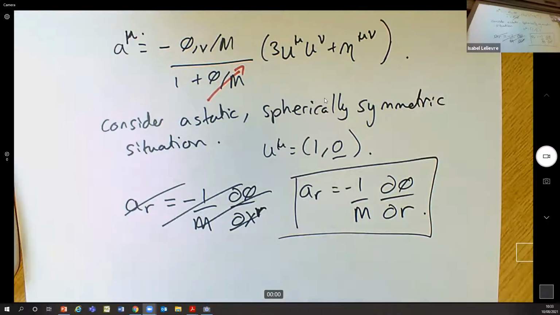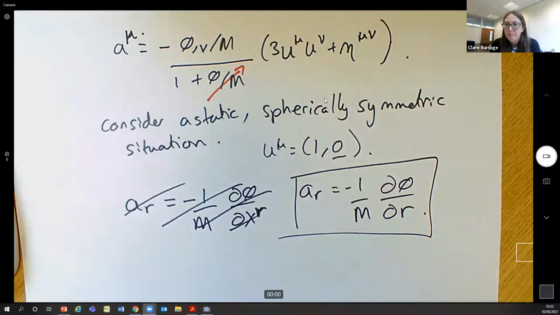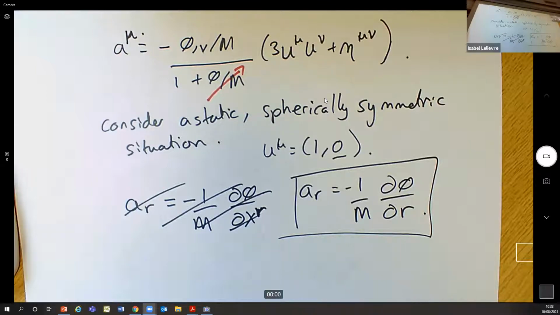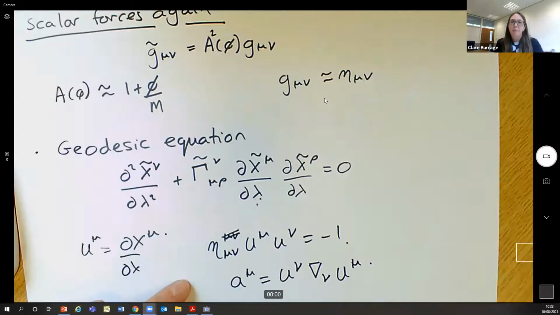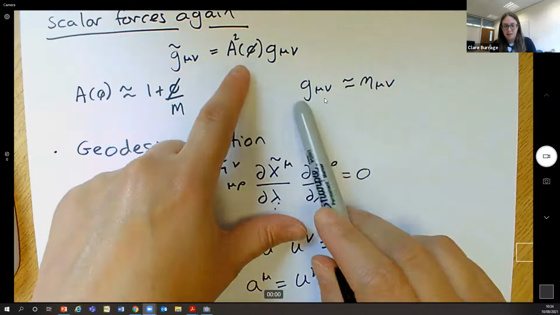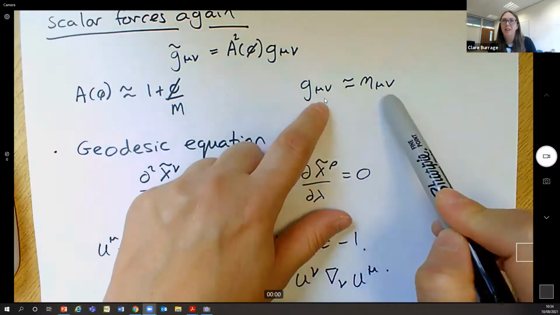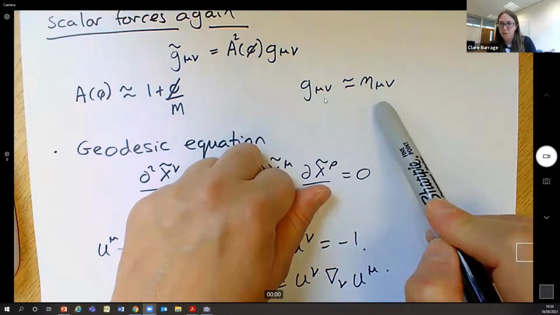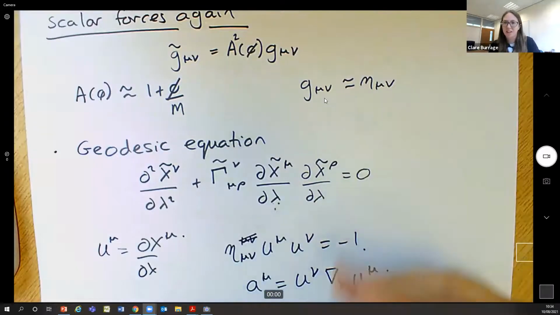In this approximation where we're saying A is basically equal to 1 and we neglect the linear term when we're calculating the acceleration, aren't we then saying that our scalar field isn't really modifying our metric in any way? So it just is like introducing a normal non-exotic scalar field. Right. So if I come back to here, what you're asking is that I've kind of assumed here that this metric is not modified.